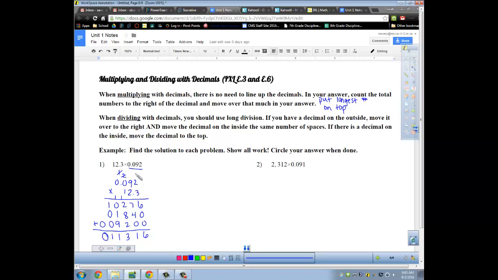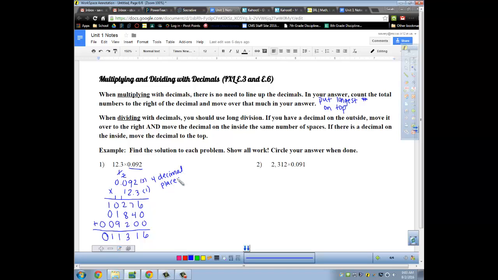Now the next thing is I had some decimals up here, so I need to figure out where the decimal is going to go down here. So I'm going to look at this top number. There are 3 numbers after the decimal, and then 1 here. So that's a total of 4 decimal places.